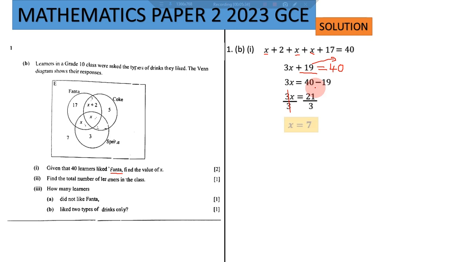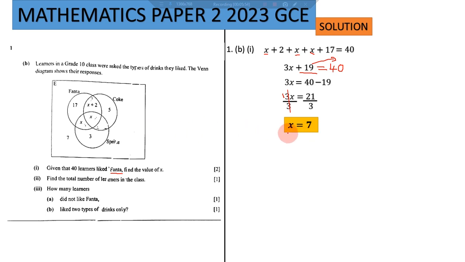Okay, so we are dividing on both sides by 3 because we want to find the value for x. So we divide by 3. Even on this side, we divide by 3. So this 3 and the 3 will give us 1. 1 times x will give us x equals to 21 divided by 3, which gives us 7. So we have found the value for x.